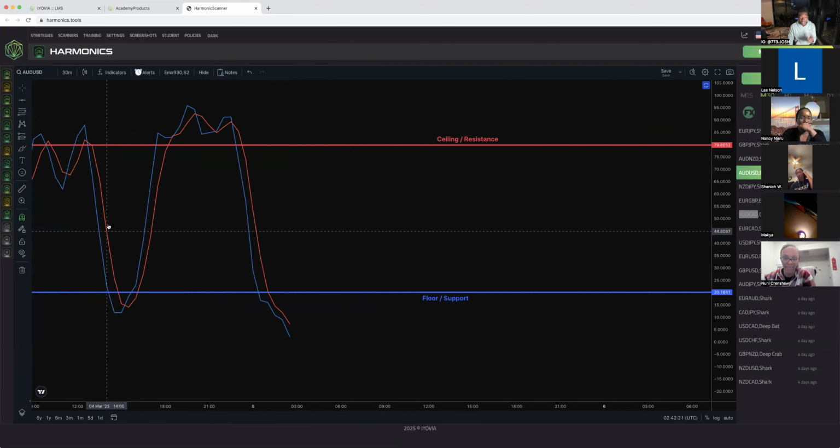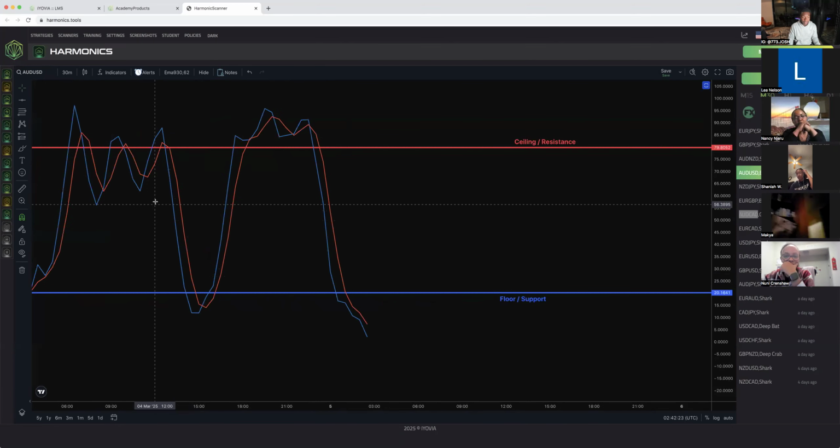Now, the only difference is we have two lines. Think of these two lines like fighters, okay? The blue line is our blue fighter. The red line is our red fighter. If you see a fight right now, right?